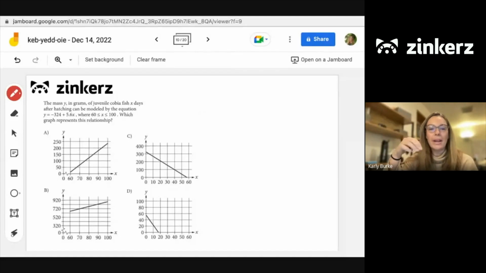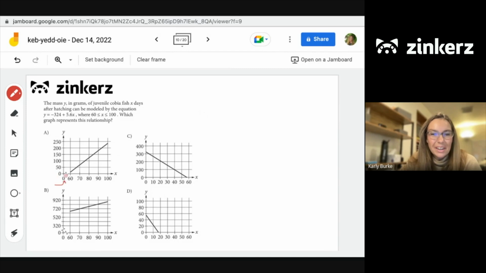So, two things to take note of when you are looking at any XY graph that they show you. Number one, make sure you're noting the scale that is used on both X and Y, because they're not always the same, and that's going to be very important. The next thing to make note of is this.